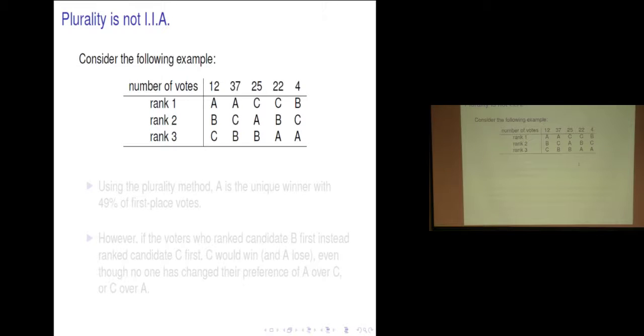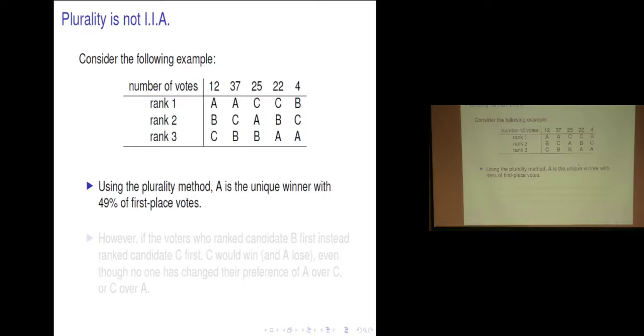For example, consider this example. There are some numbers; A gets some votes, and this is a profile. Now using the plurality method, how many choose A as the first one? 49. How many choose B? 47. How many choose C? 47. How many choose B? 4. So A is the winner by plurality.